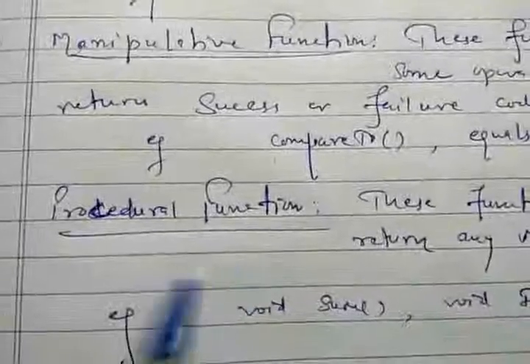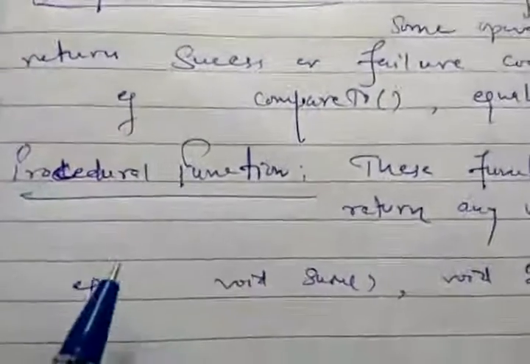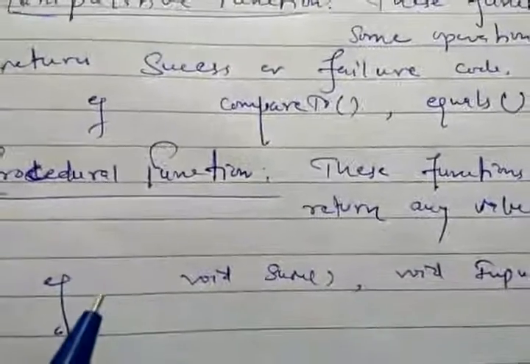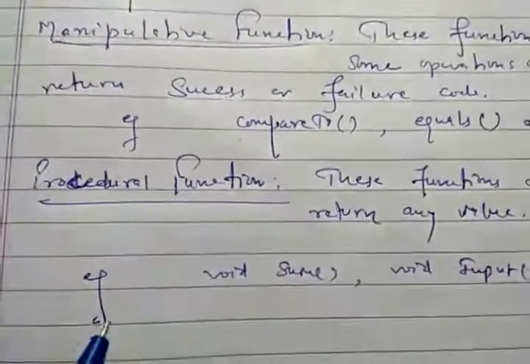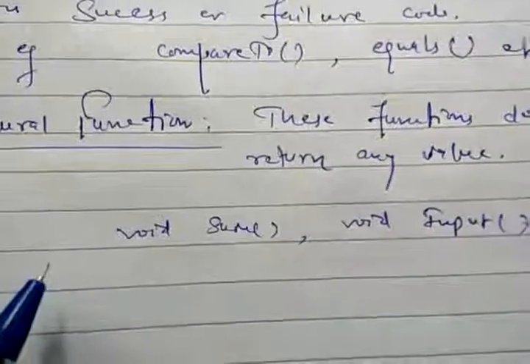And the last function is the procedural function. These functions are basically used for input and output statements, and these functions do not return any value, so the return type of these functions is void. Examples are void input, void output, void sum, etc.